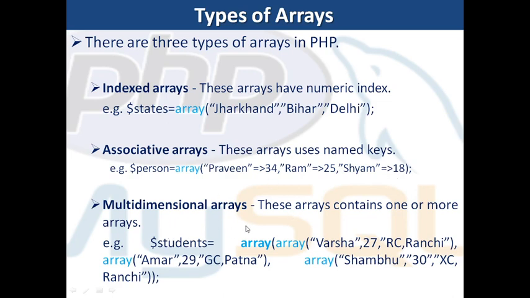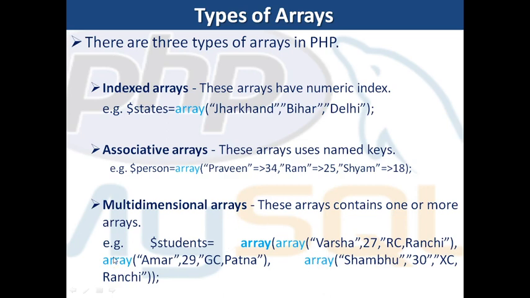Multidimensional arrays contain one or more arrays. So this is a students array. Within an array, another array is there. So this is one array, second array, and third array. So it is a two-dimensional array.